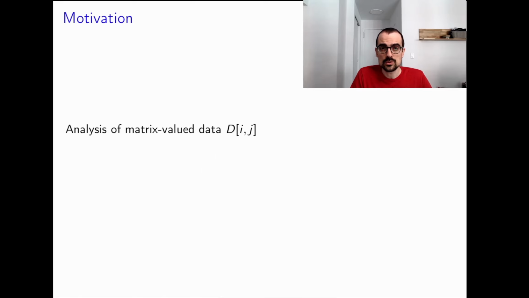All right, so what we want to do is analyze matrix-valued data. What do I mean by that? I mean that every data point is associated to two different entities. It's not that it has two associated features like height or weight. No, it's associated to two different things. So it's easier to see what I mean with examples.